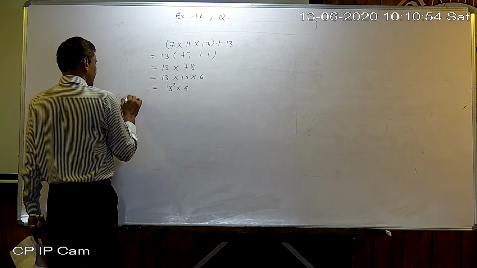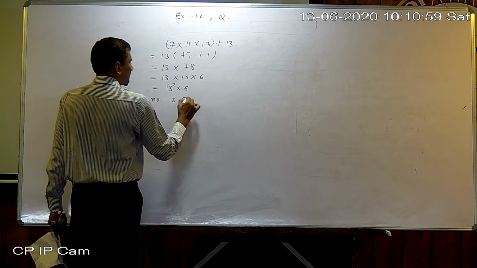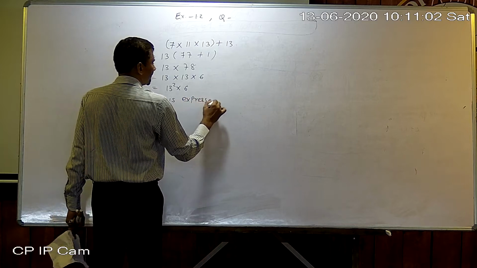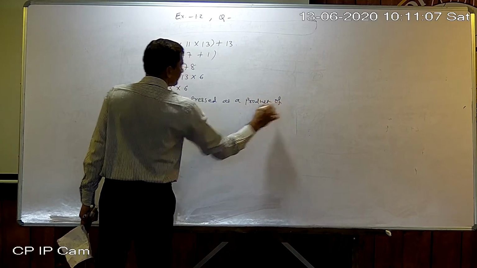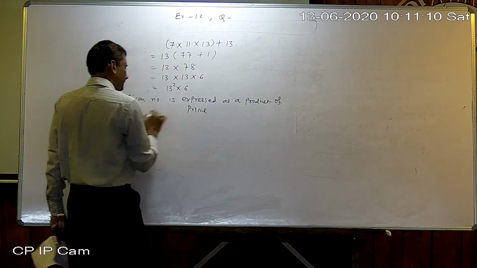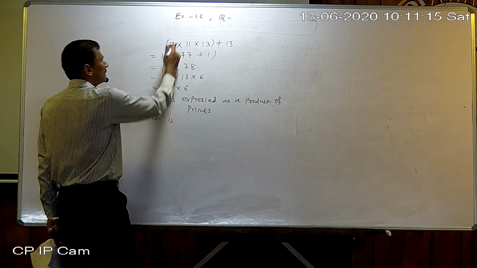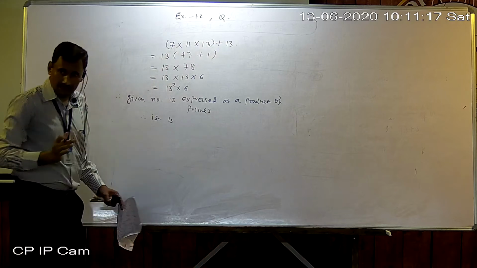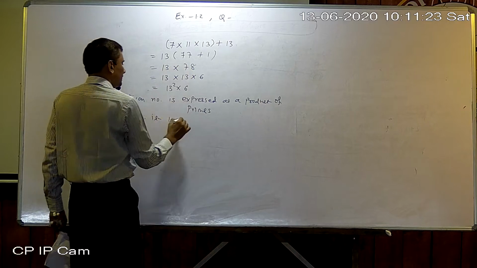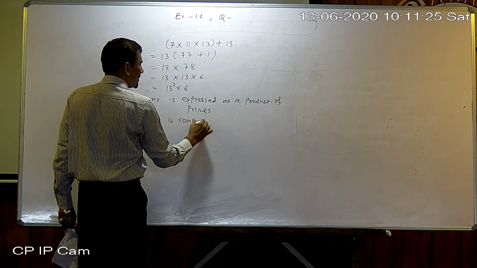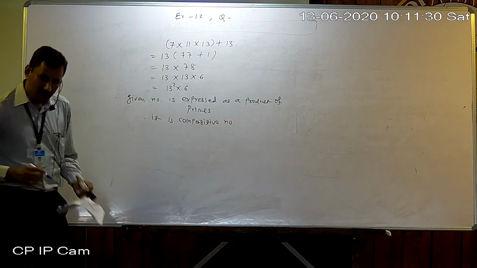Therefore, the given number is expressed as a product of primes. We have not found the value of that number; that is not important. What is the real value of 13 into 78? So it is a composite number. Any number, if you express it as a product of primes, is always a composite number.